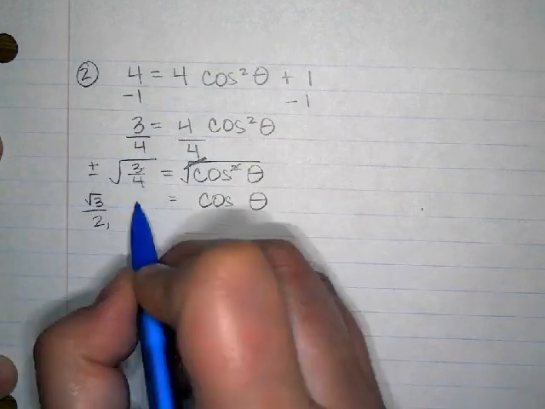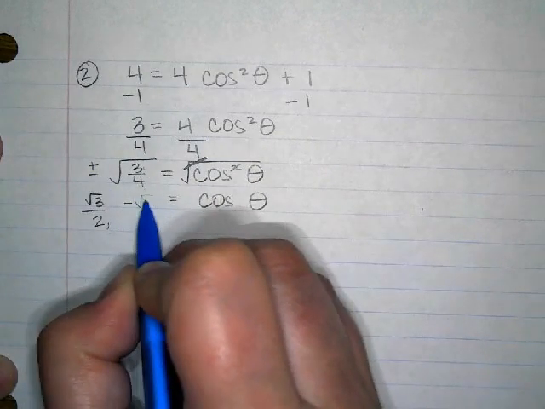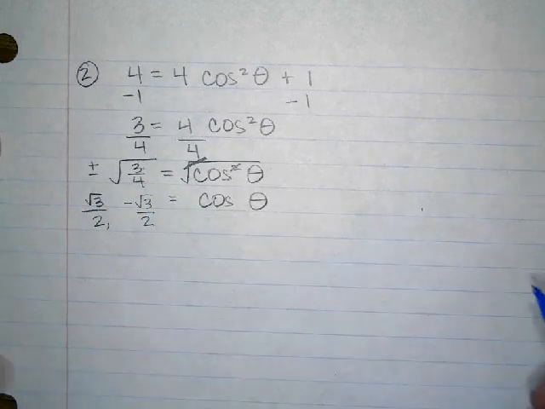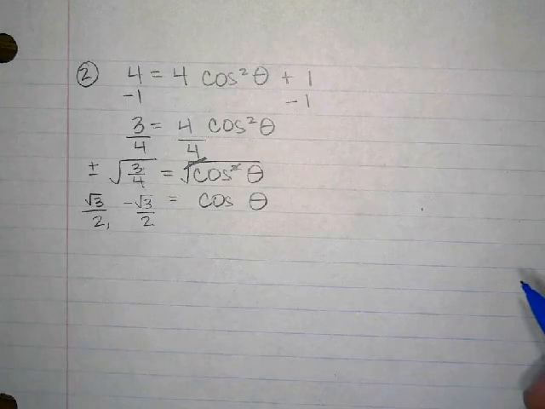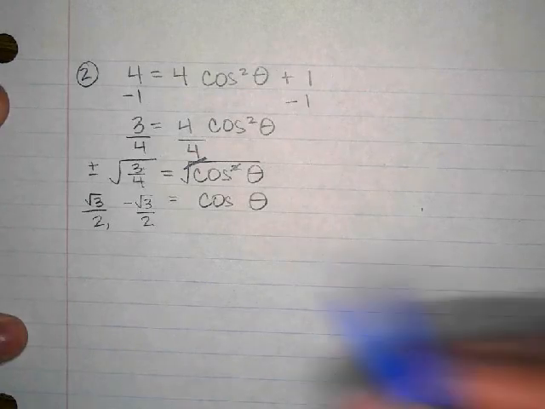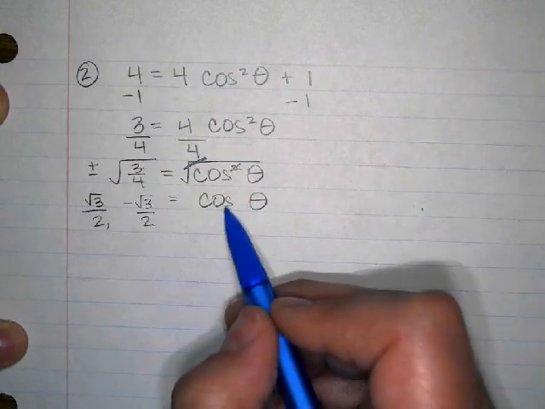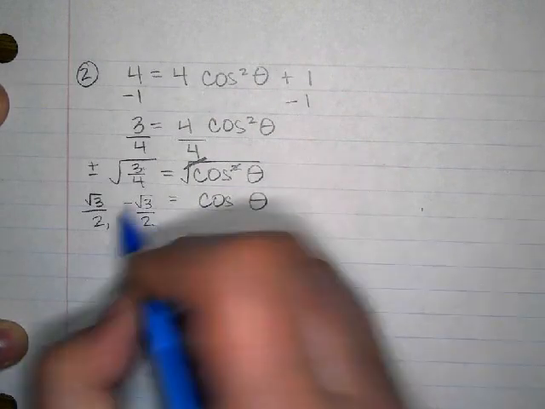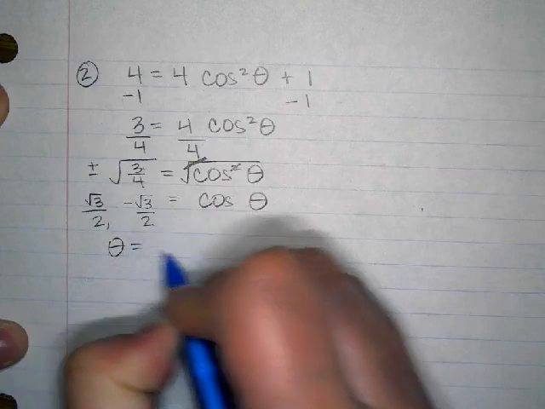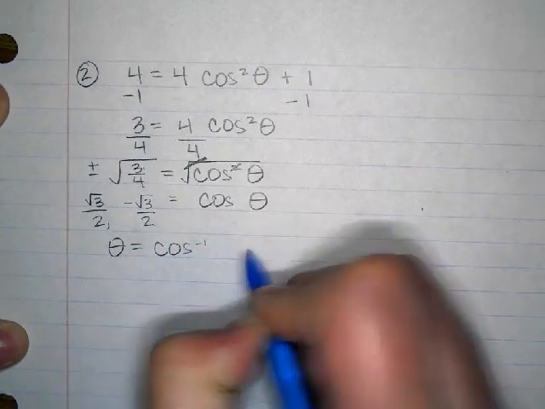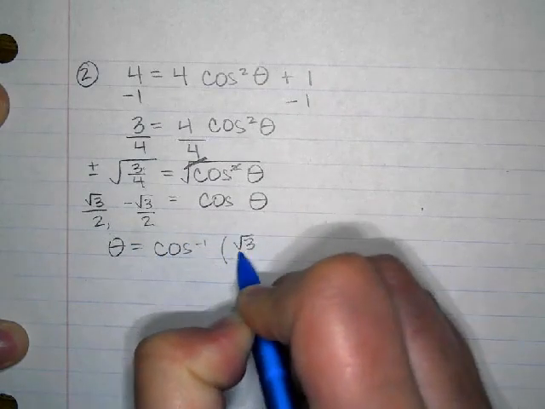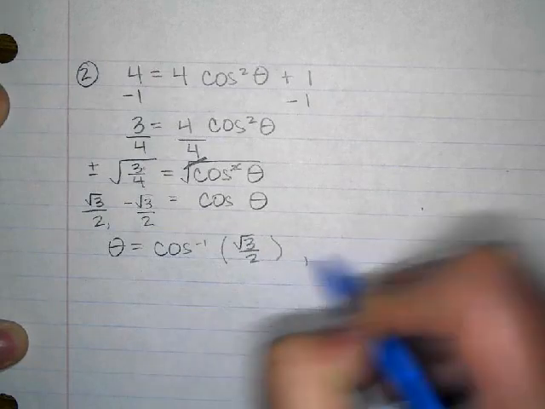So I get positive root 3 over 2. I get negative root 3 over 2. Make sense? Okay. So now I've got my 2 answers here. If I was to do the inverse, I would say theta equals cos inverse of positive root 3 over 2, and theta is cos inverse of negative root 3 over 2.